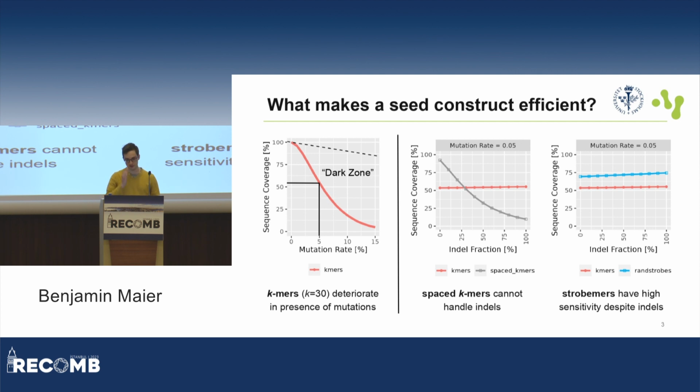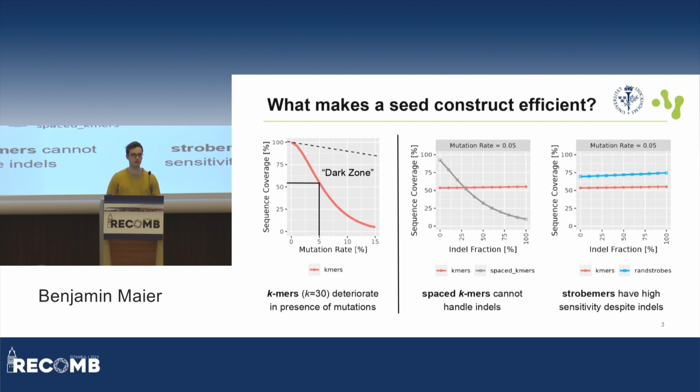So to overcome that, spaced and vector seeds have been developed, which are able to handle substitutions, but cannot handle indels that well, as can be seen in the second plot in the middle, where we have the fraction of indels on the x-axis. So 0% indel fraction means we have only substitutions, while on 100% we have 50% insertions, 50% deletions. And as can be seen here, at low indel fraction, we have really high sequence coverage, but roughly at 30%, we no longer have an advantage of using spaced k-mers.